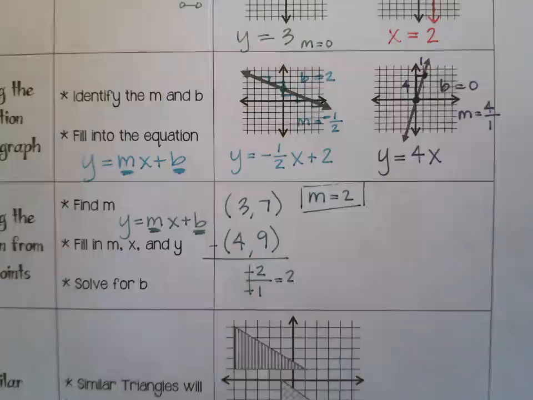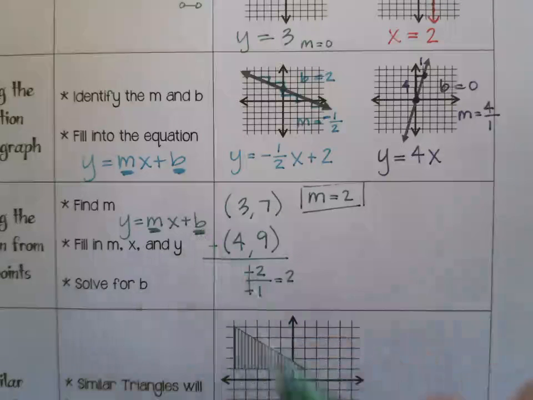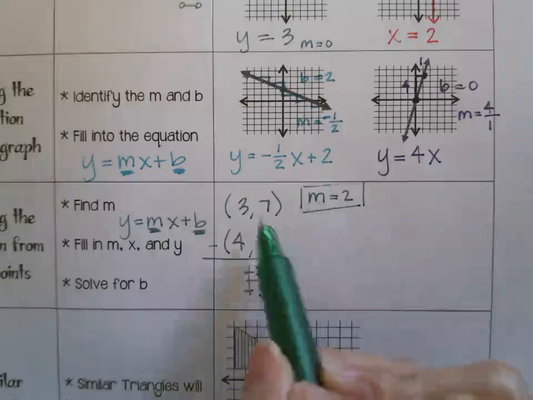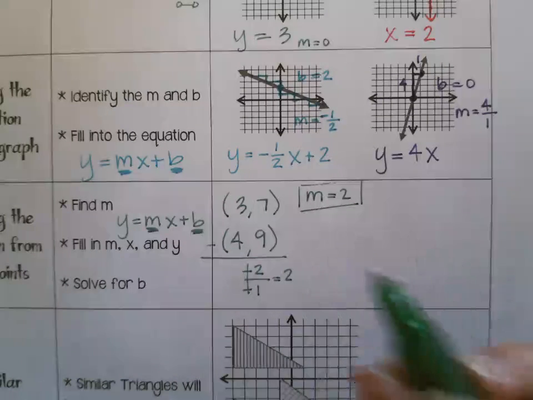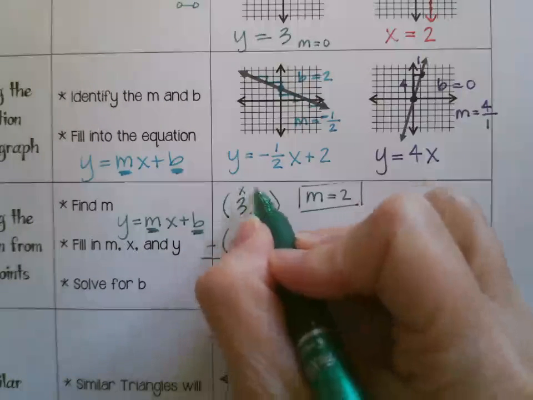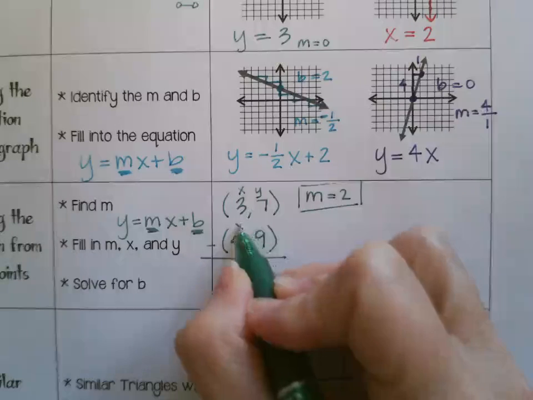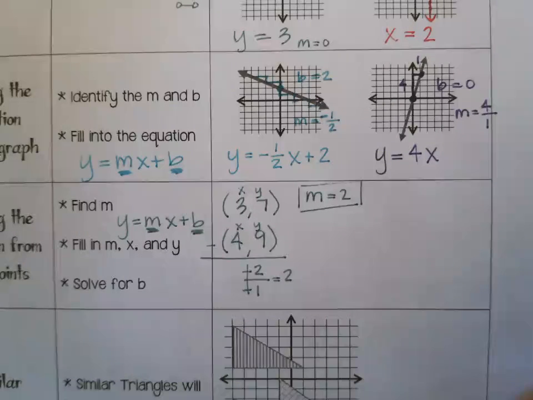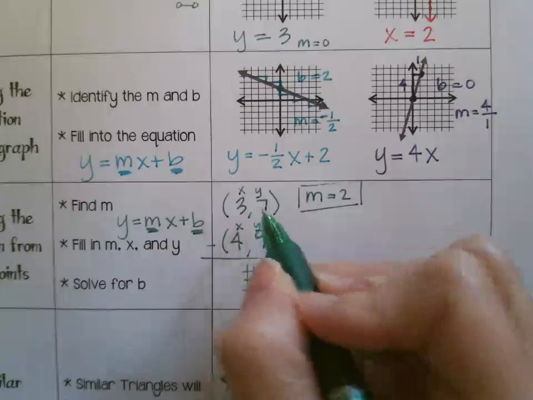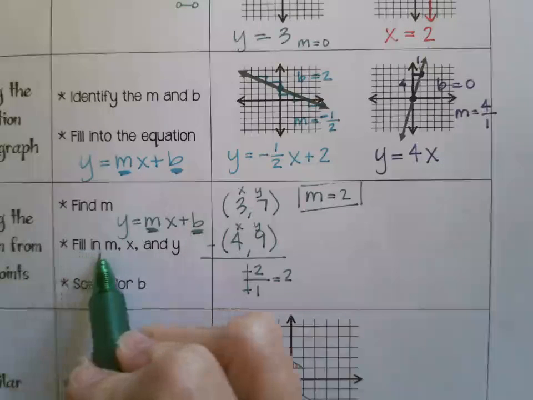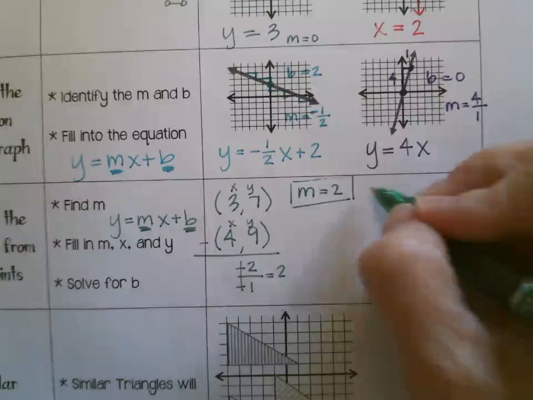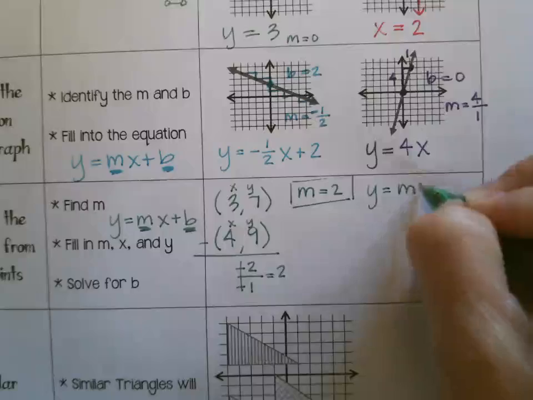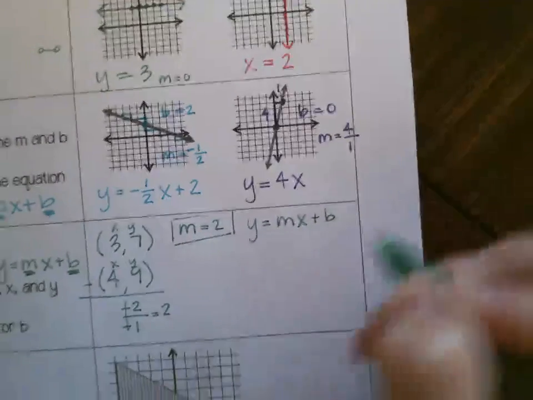All right? So now we need to figure out the b. Well, without a graph, the only other option I have is to fill in everything else except the b. And I have 2 options because I have that as an x and a y, or I have that as an x and a y, and it doesn't matter which one. I'm going to use this one just because they're smaller. So what I'm going to do is fill in the m, the x, and the y into this equation. So I'm going to do y equals mx plus b.